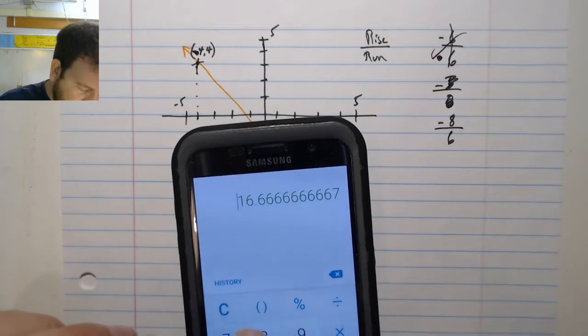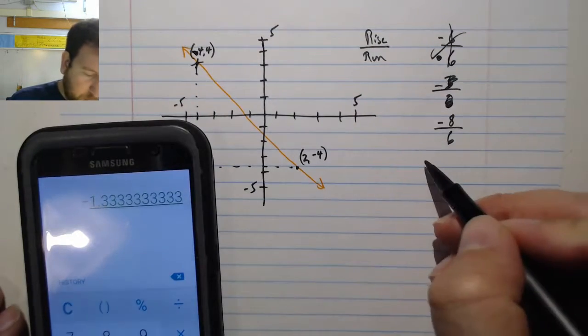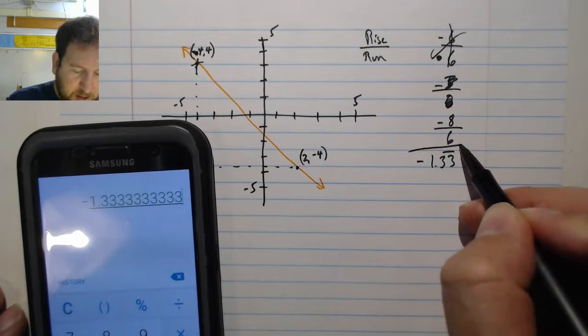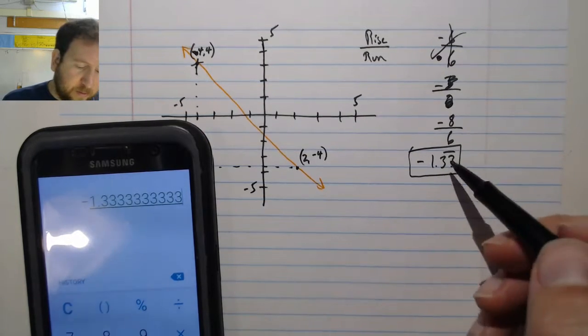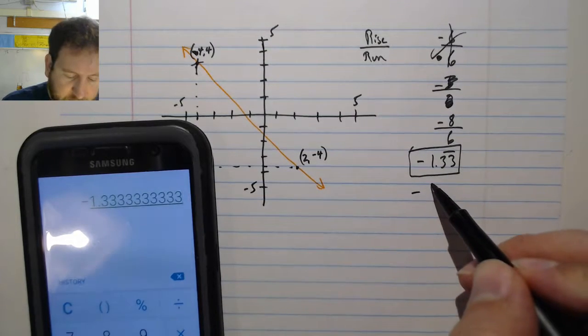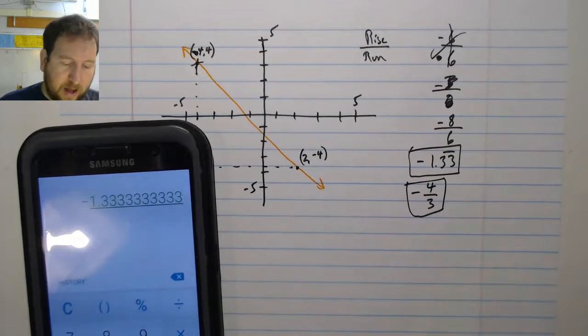So in this case, let's do -8 divided by 6, which is going to give me -1.33 repeating. And in this case, this is going to be my slope. I could also write it as a simplified version of -8/6, which would be -4/3. That would be okay too.